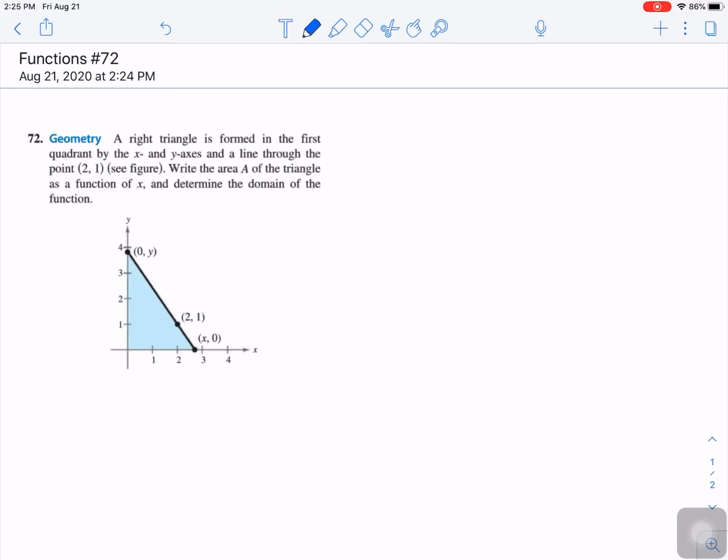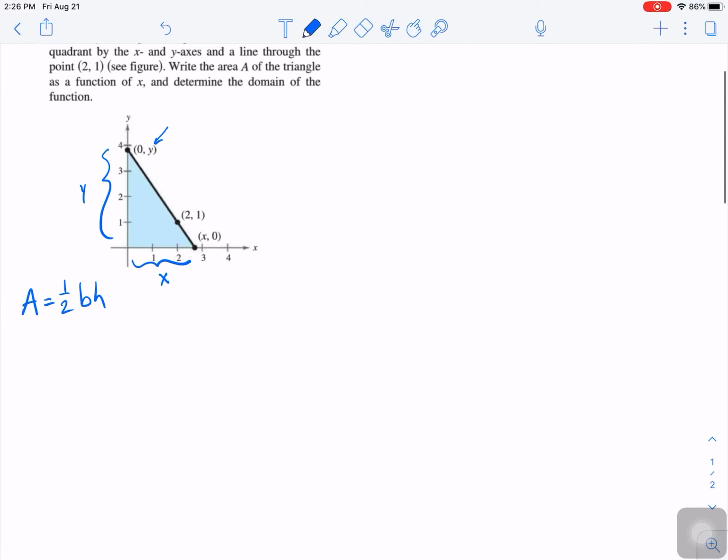So they're telling us that there's a right triangle in quadrant 1, and the hypotenuse goes through the point (2, 1), and they want us to write the area as a function of x. Well, we know that the area of a triangle is equal to 1/2 base times height. The base of this triangle has a length of x, and notice the height is y.